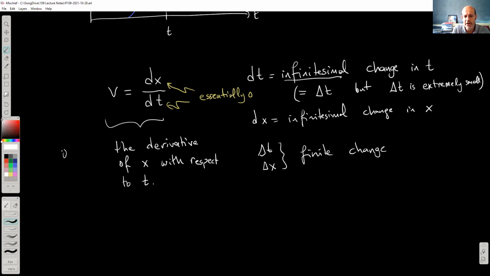We're not taking this ratio, but we are taking the ratio of two small numbers. But if you think of it as the type of limit, yeah, that's the type of limit. So the derivative of x with respect to the time.